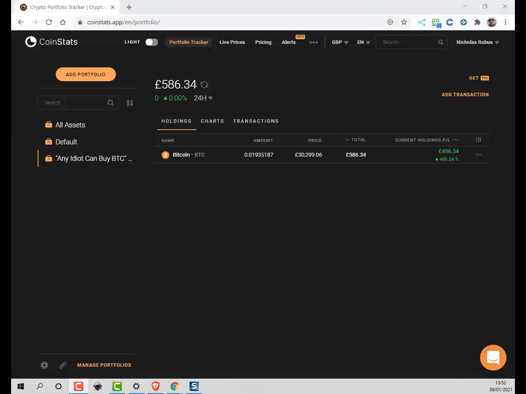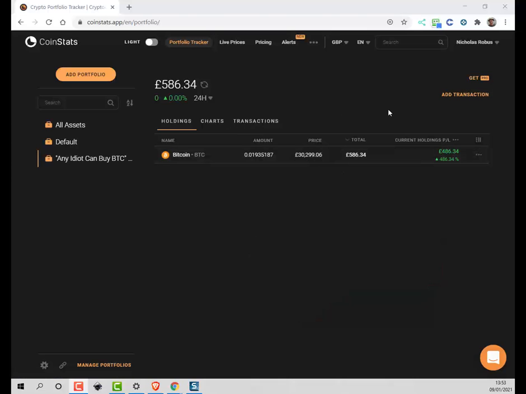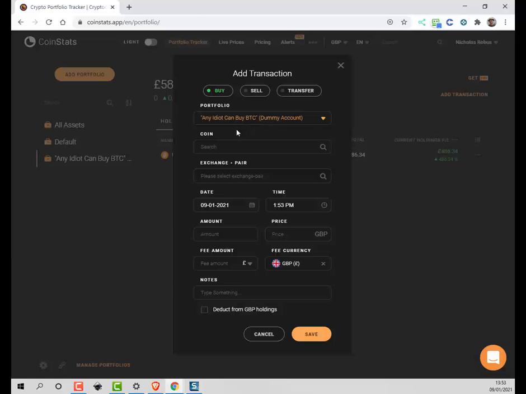So I've already done the first initial purchase, which would have been the 31st of January 2019, and that was a deposit of £100 in Bitcoin, and at the time Bitcoin was worth just over £5,000. So the initial investment of £100 today would be worth £486.34. So what I'm going to do now is let's add the 31st of February transaction.